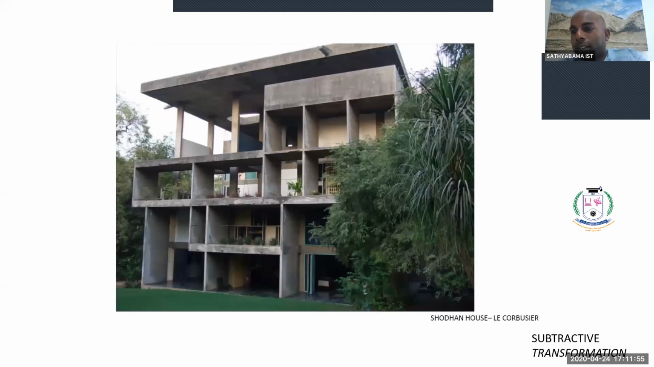right? And this takes us back a little bit. This is a beautiful building by Corbusier. It's a house. Here again, you notice how the last building was very solid. This building is more open, but both are examples of subtraction.